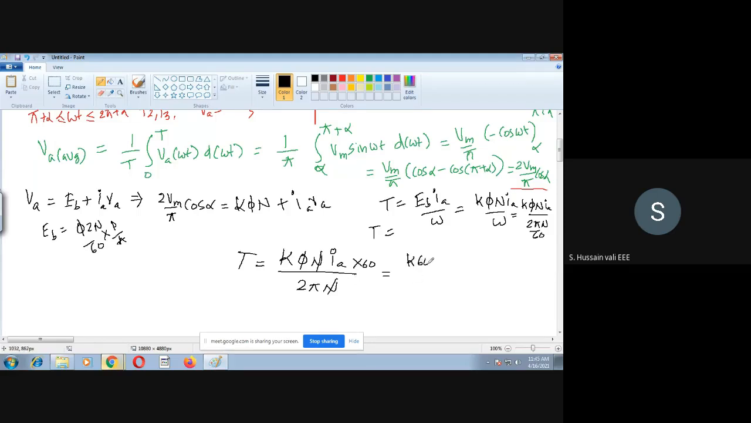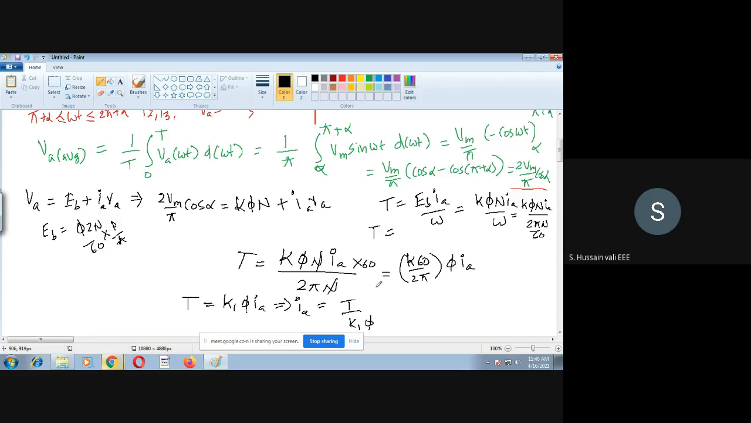Then k into 60 by 2 pi into phi into Ia. We got this. So this is another constant. So I will take this constant as some k1. So T is equal to k1 into phi into Ia. So from this, what is Ia? Ia can be written as T by k1 phi.